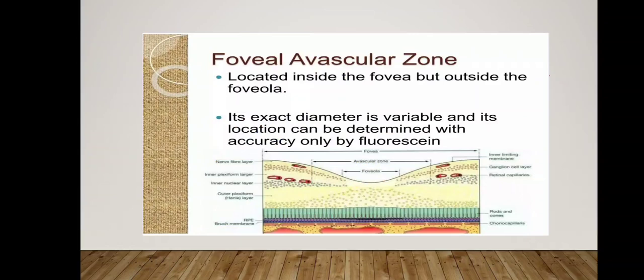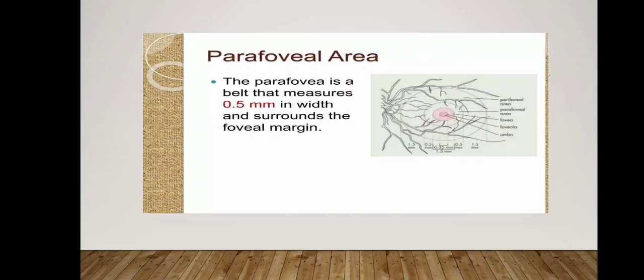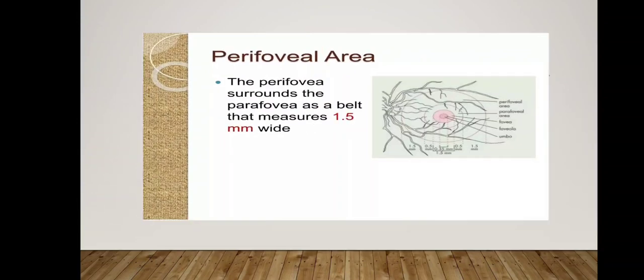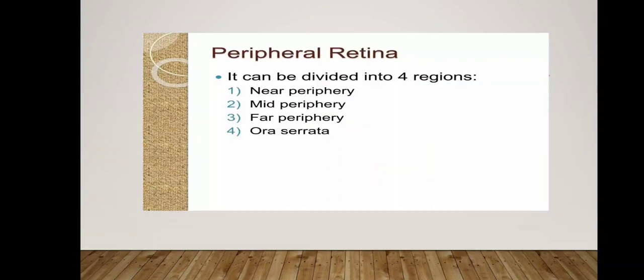The foveal avascular zone is located inside the fovea but outside the foveola. Its exact diameter is variable and its location can be determined with accuracy only by fluorescein examination. The parafoveal area is like a belt that measures 0.5 mm in width and surrounds the foveal margin. The perifoveal area surrounds the parafoveal area as a belt that measures 1.5 mm in width.